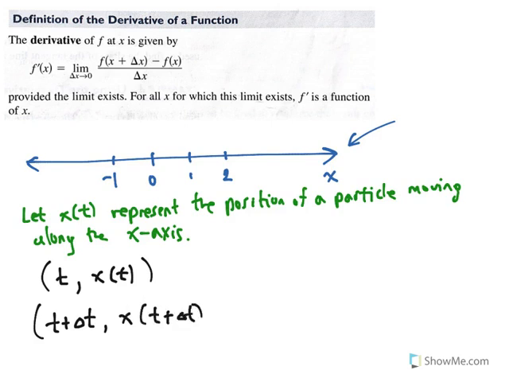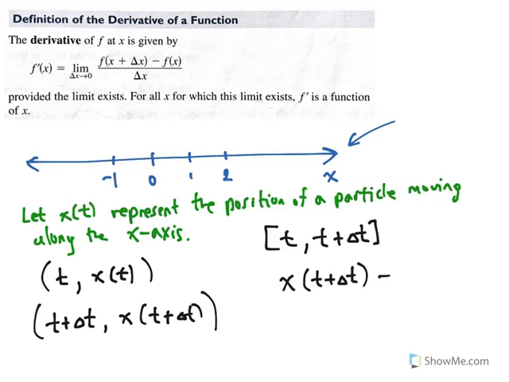Now, if you'd like to see the change in position of the object on the time interval from t to t plus delta t, then you're going to subtract the positions of the object. So the position of the object at the later time t plus delta t minus the position of the object at time t. So this is the change in position divided by the change in time. The later time is t plus delta t minus the first time, t. So when you simplify, t minus t is 0, just leaving you with delta t.